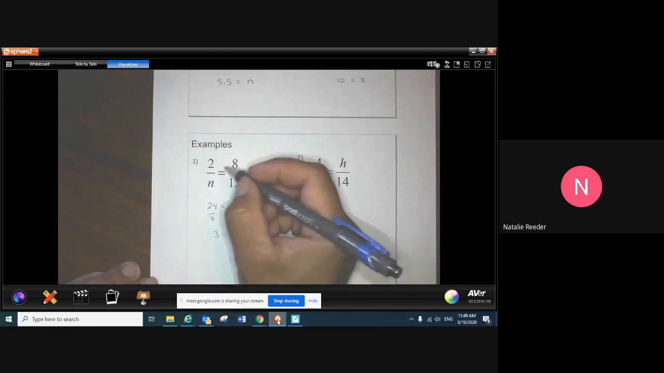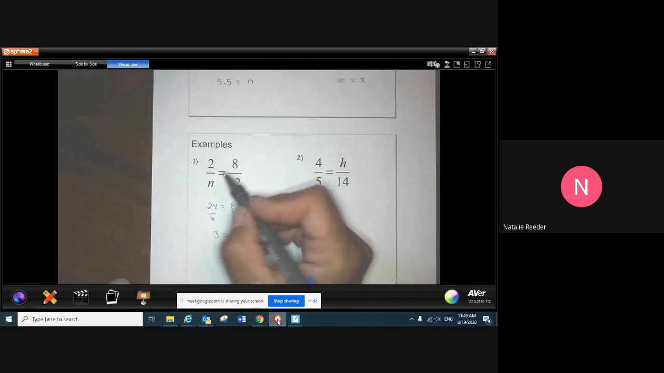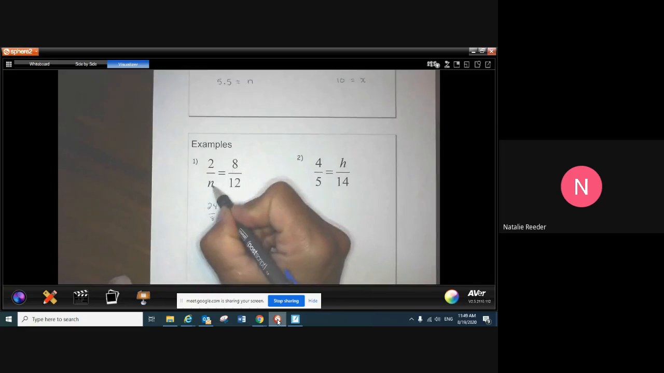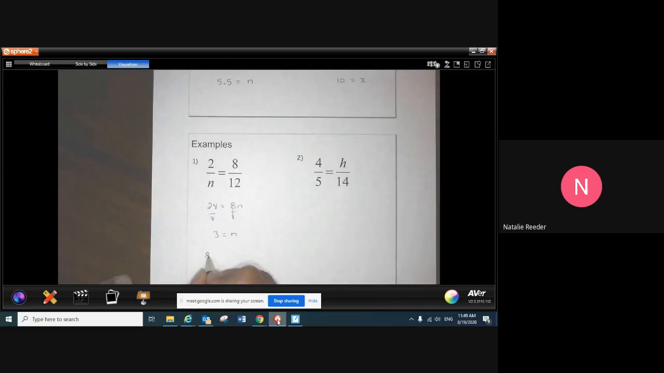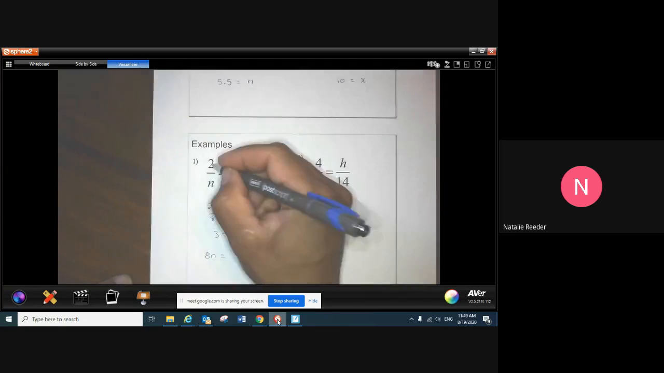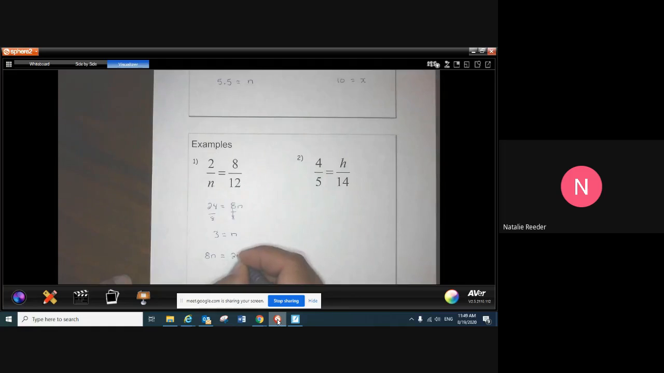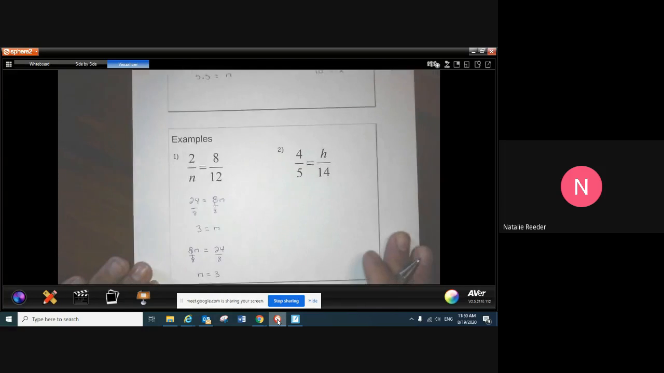Now you could do it the other way too. You don't have to start there. I could start with 8 times n, and it would give me 8n. And then go 2 times 12, and it would give me 24. And then divide by 8 like this. And then n is equal to 3. So the order doesn't really matter. You're ending up with the same answer anyways.